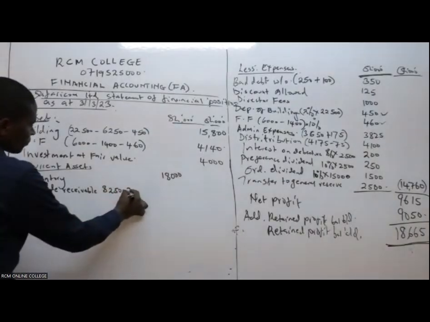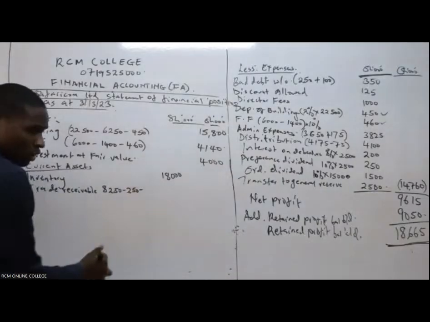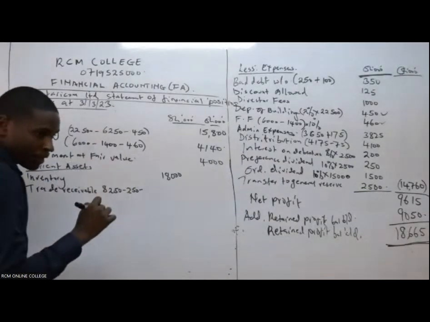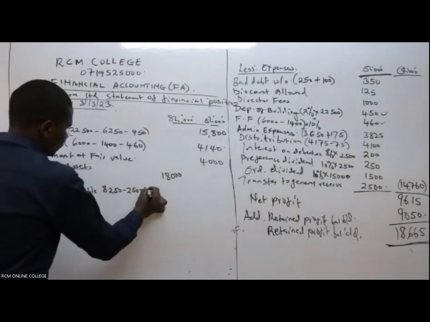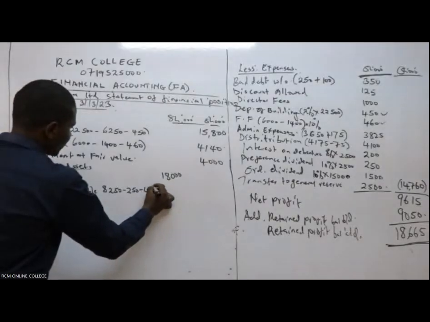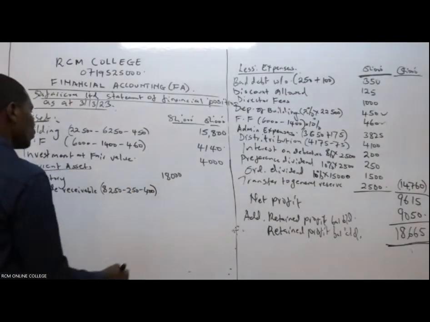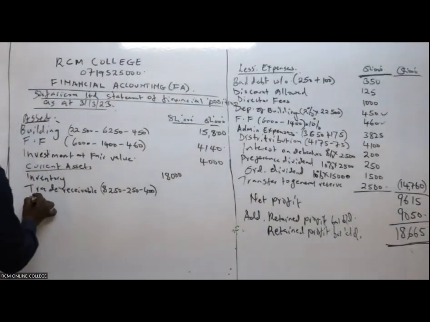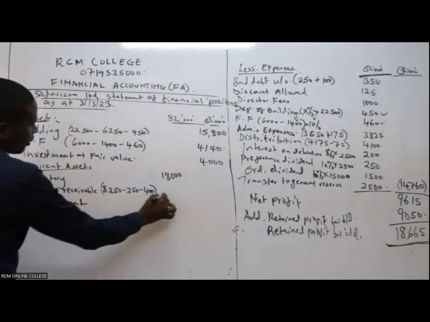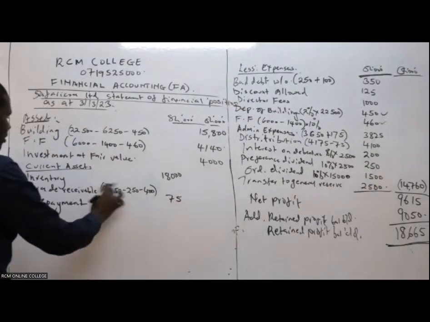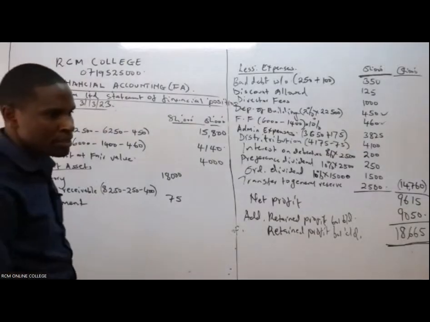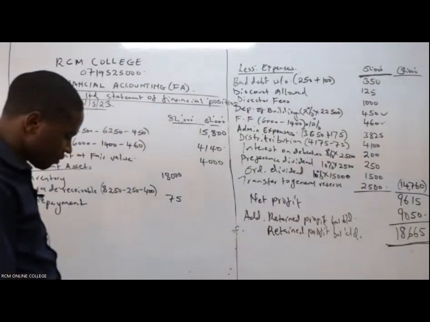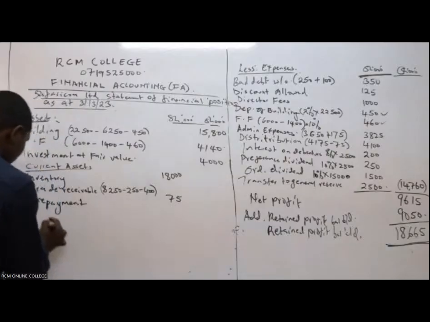Minus 250. Minus what? The allowance for doubtful debts, the 5% of 8,000. Get your value there. Then prepayment. It was 75. Can you give me this? Somebody give me the trade receivable before we go to equity and liability.